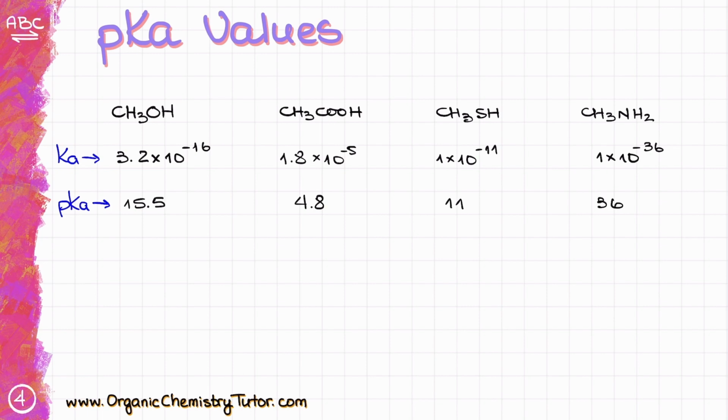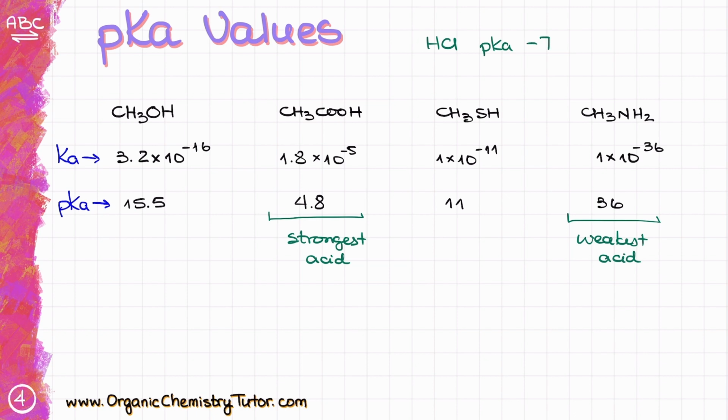As we know, the larger the pKa, the weaker the acid is, that means that my methylamine, the last molecule over here, is going to be my weakest acid out of all of them. And since my acetic acid has the lowest number out of all of them, 4.8, in this particular lineup, it's going to be my strongest acid. So strongest acid over here like that. If I were to compare it with some strong inorganic acids, like let's say HCl, well, HCl has a pKa value of somewhere around -7, which is significantly stronger than acetic acid.